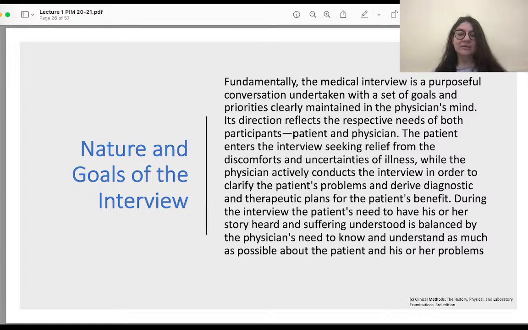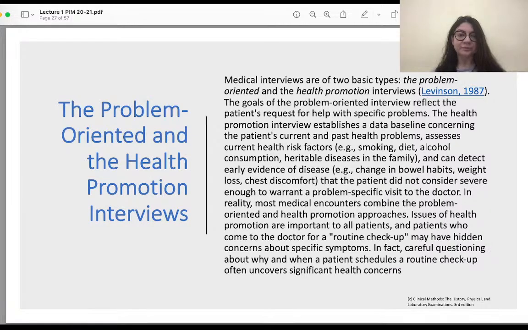for the patient's benefit. During the interview, the patient's need to have his or her story of suffering understood is balanced by the physician's need to know and understand as much as possible about the patient and his or her problem.